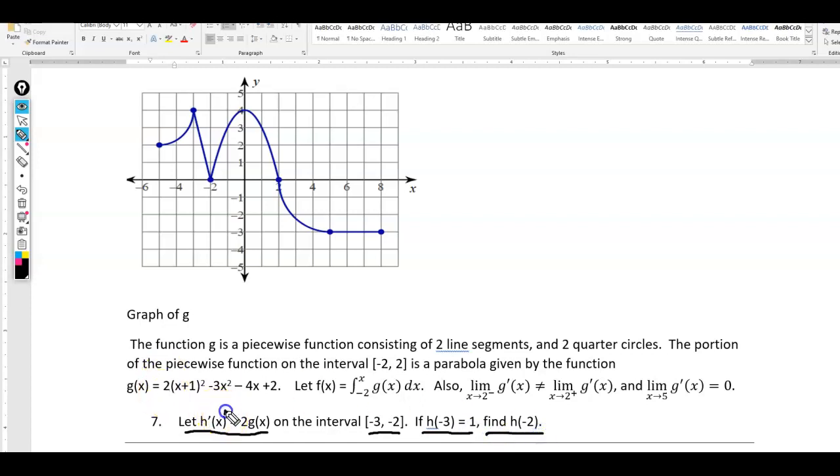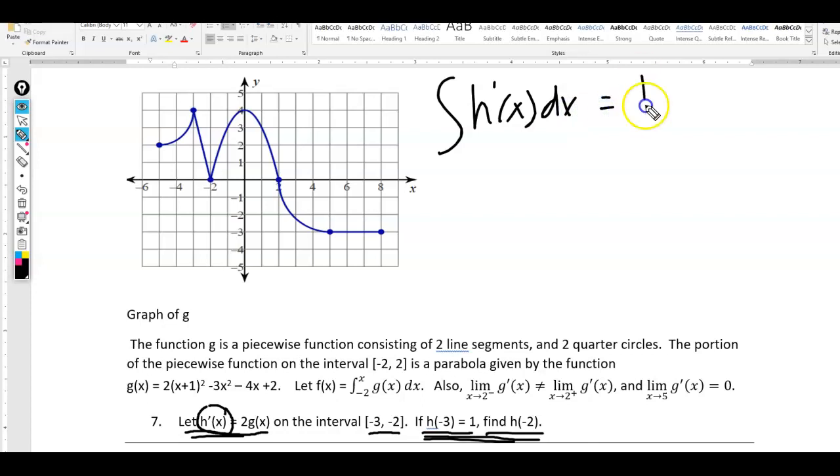Now I want you guys to notice something. We're going from a fact about a derivative to a fact about an original. How do you go from a derivative to an original? The answer is integration. So the integral of h prime of x gives us h of x, right?